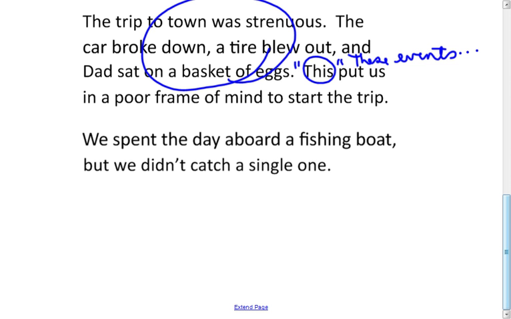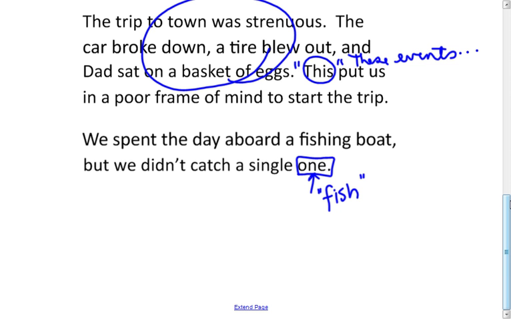We spent the day aboard a fishing boat, but we didn't catch a single one. This is so common. Here's your pronoun. We all know that this is referring to the word fish. We did not catch a single fish. Is the word fish in any of these sentences? It's not. It's nowhere. It's only alluded to. It is a vague reference.